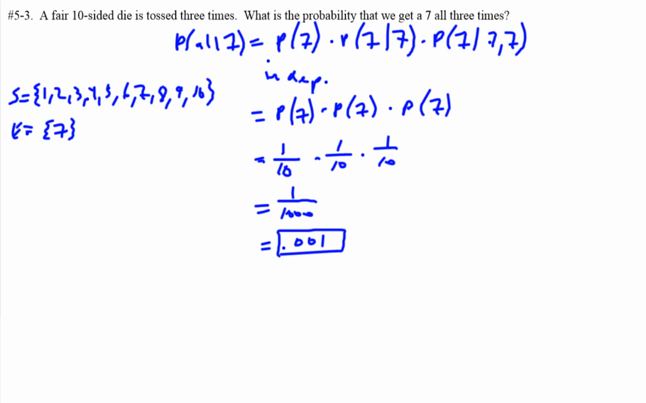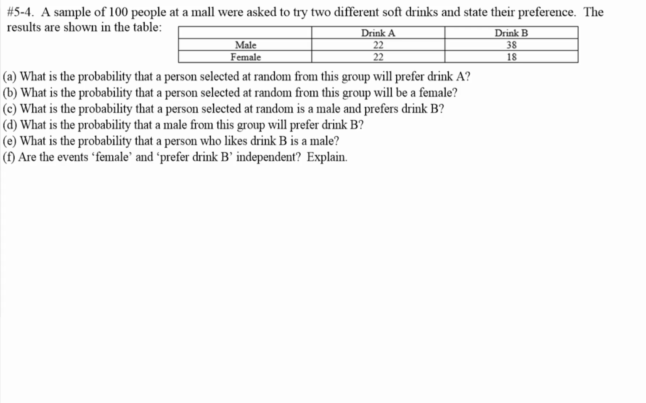Next one has a table of information that asks a lot of different questions. So it says a sample of 100 people at a mall were asked to try 2 different soft drinks and state their preference. So there's drink A and drink B. And then we also have the numbers separated by males and females. And there's a number of probabilities that are asked about. And then the last question here is about independence. So I would ask you to pause the video, read through these and try each one, and then unpause.